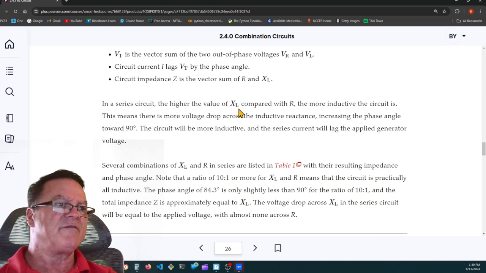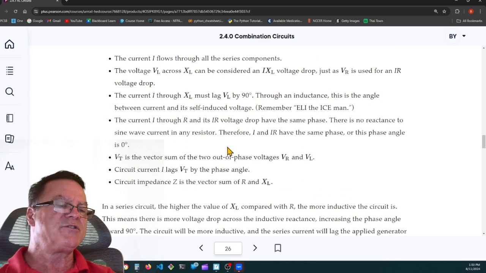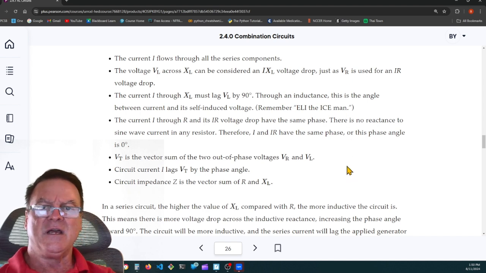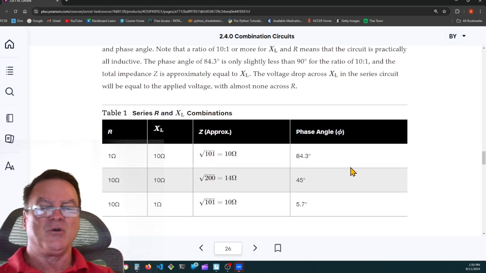In a series circuit, the higher the value of the X sub L compared with the resistance, the more inductive the circuit is. This means that there's more voltage drop across the inductive reactance, increasing the phase angle toward 90 degrees. I was always told if it's a 10-to-1 ratio or greater, if you have 10 ohms of resistance and you have 100 ohms or better of inductive reactance, you can forget the resistance and just treat it as an inductive circuit. Vice versa, if you have 100 ohms or better of resistance and only 10 ohms of inductive reactance, you can pretty much ignore the inductive reactance and treat it as a purely resistive circuit.